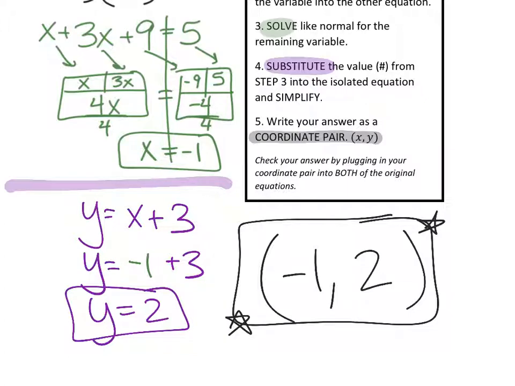If we graphed this, these are the coordinates of where they would cross. If we took this x and y value and plugged it into the original equation like we did last time, they'd come out to be a true statement.